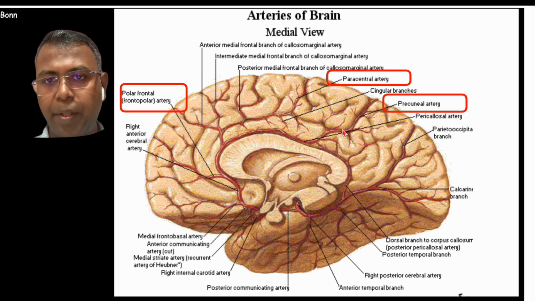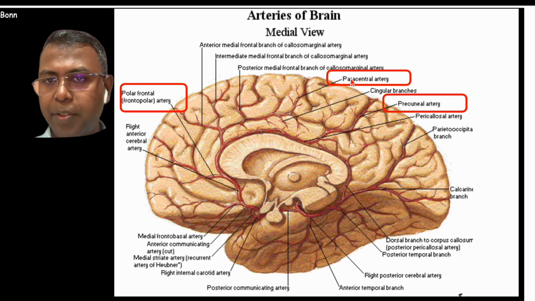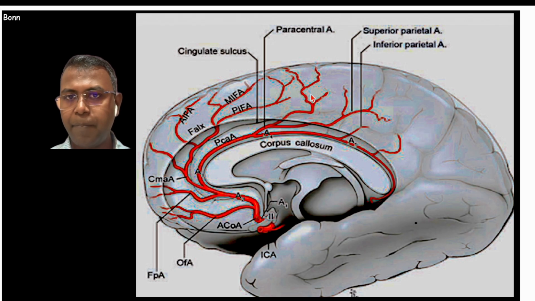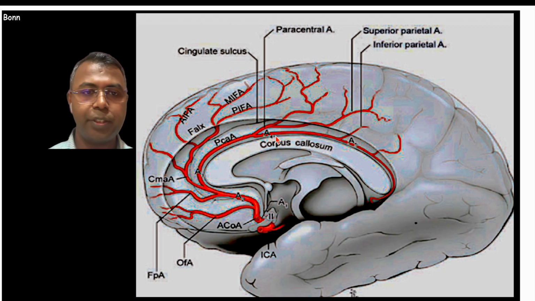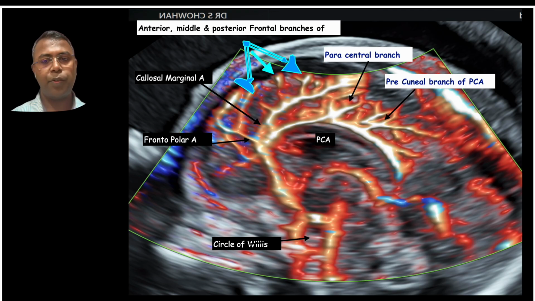I'll show you here. In this picture you can also see that this paracentral artery arises from the callosal marginal artery. If you see the previous slide, this paracentral artery is arising from the pericallosal artery. None of them are wrong. These are normal anatomic variations which are seen, and it is good if we can keep that in mind. So now coming to the actual scenario, this is what we get.